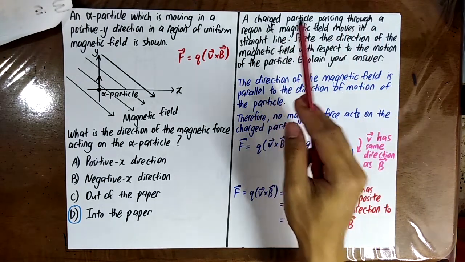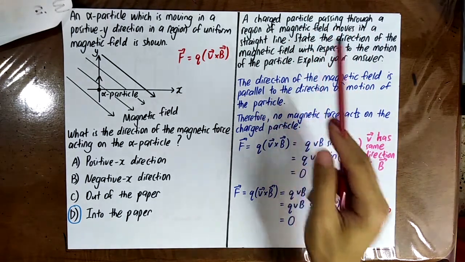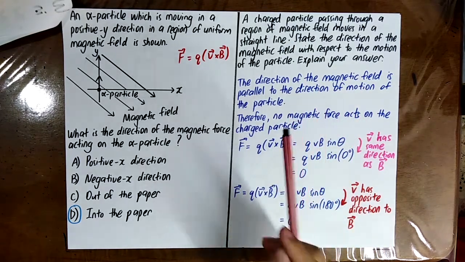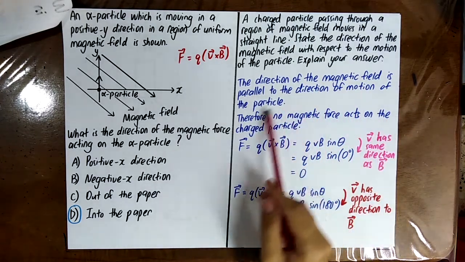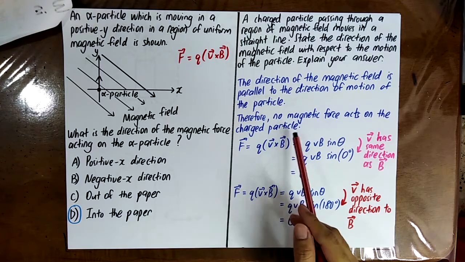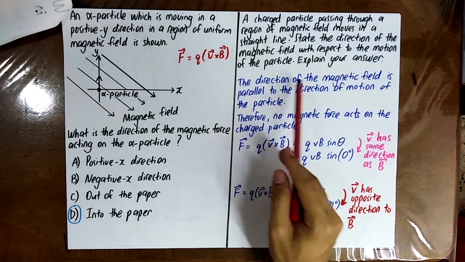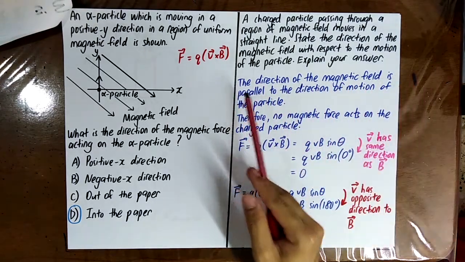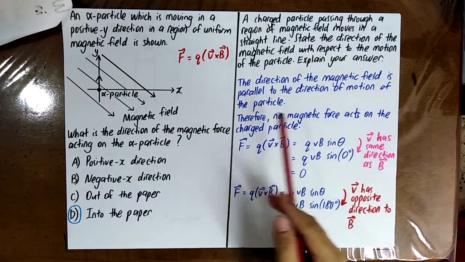So that means that no magnetic force is acting on the charged particle. If there's no force acting on the charged particle, you know that the direction of the magnetic field is parallel to the direction of motion of the particle.